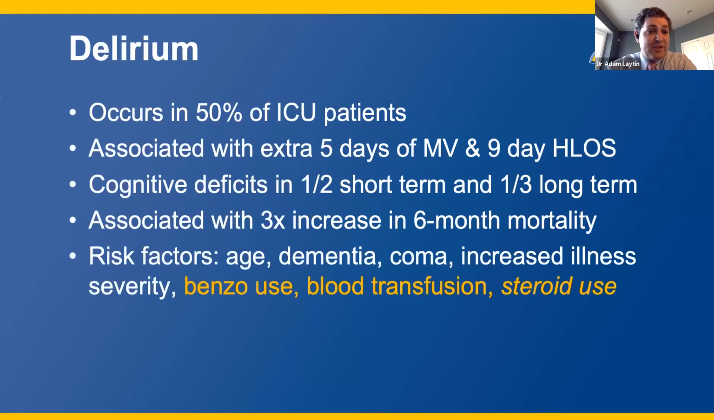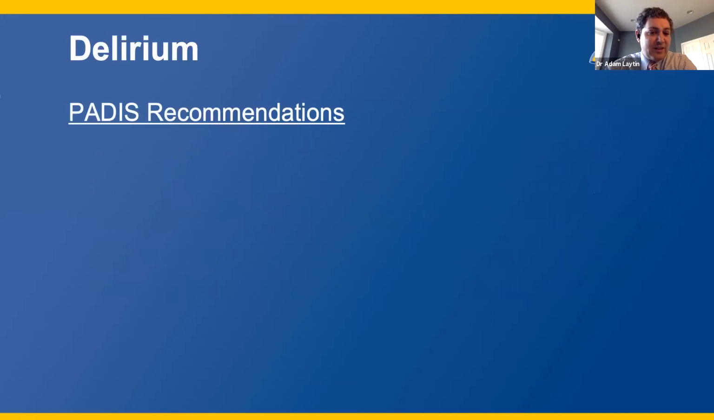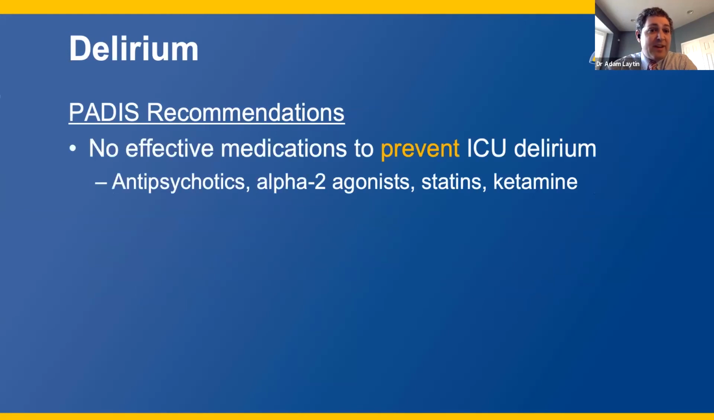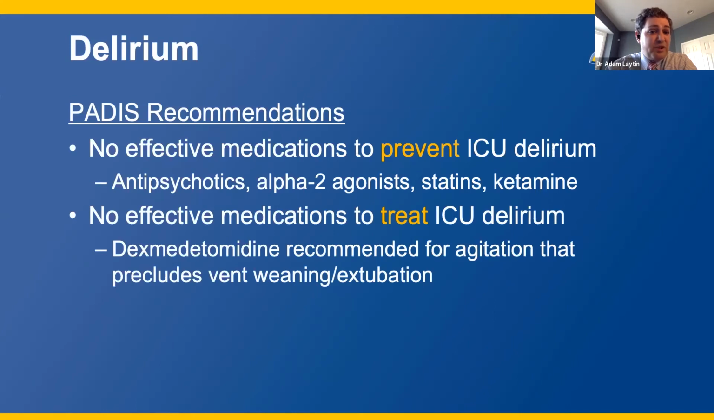There are a number of non-modifiable risk factors, including age, dementia, and illness severity, and a few important modifiable risk factors, including benzodiazepine use, blood transfusions, and steroid use, which is a significant consideration in ICU patients with COVID-19. So the PADIS guidelines highlight that there are no effective medications to prevent ICU delirium. Antipsychotics, dexmedetomidine, statins and ketamine have all been researched without evidence in terms of ICU delirium prevention. There are also no effective medications to treat ICU delirium.